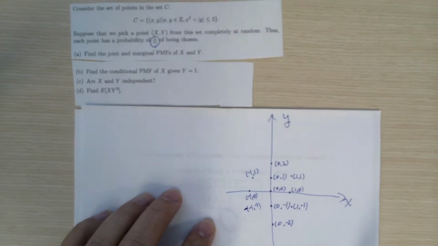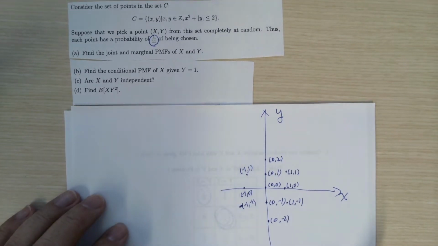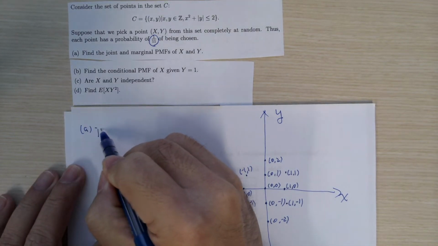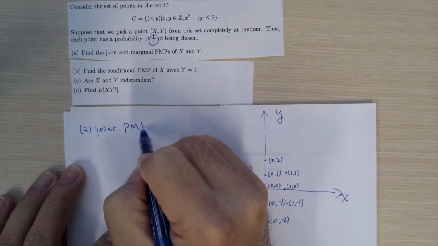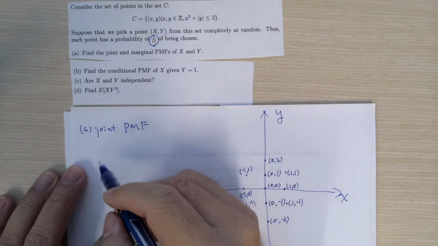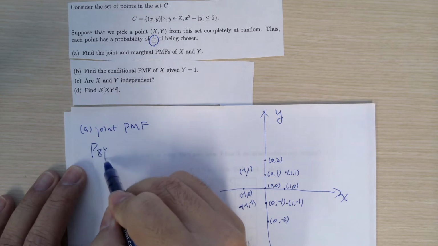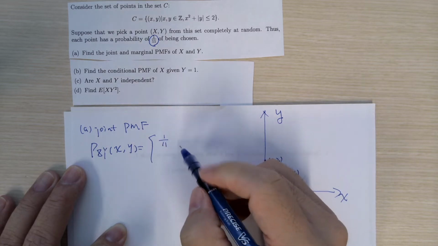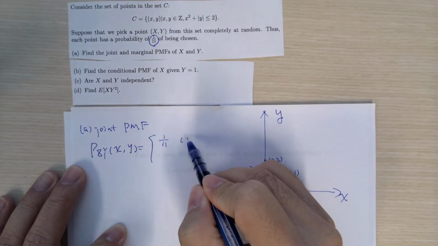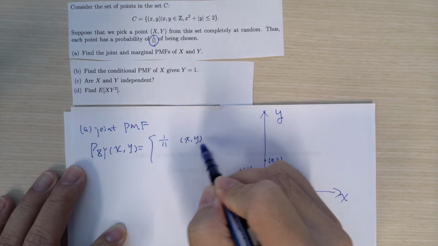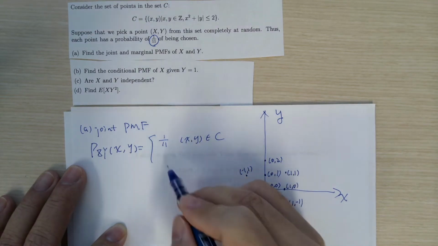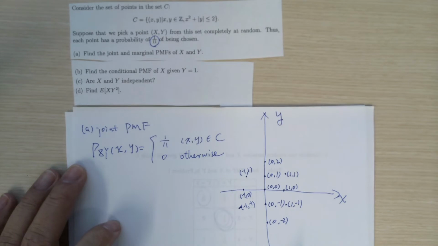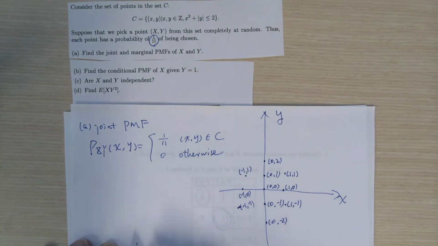Okay. So to start with, part A. What about the joint PMF? Well, it's already given, right? So the joint PMF is 1 over 11 when x and y belong to C, and 0 otherwise. So that's something you can think of.